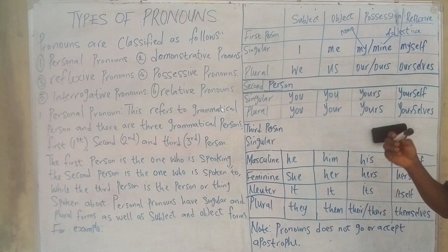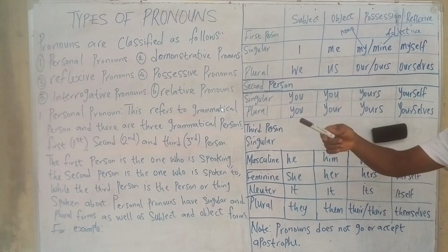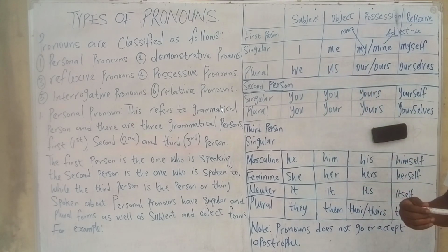Then when you have it in the plural, you people in common, it becomes what? Yourselves. I can say you go and share maybe those gifts yourselves. That means I'm referring to more than one person.